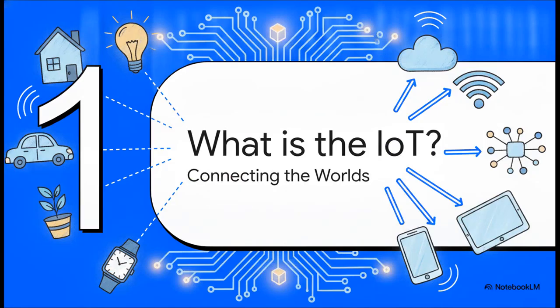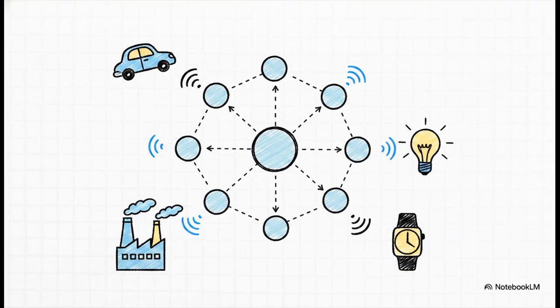Starting with part 1, what is the IoT? Connecting the physical and digital worlds. For a really long time, the internet was basically just a tool for people and media, right? Websites, emails, cat videos. But the Internet of Things, it's a massive extension of that existing internet. It's the networking of everyday physical objects that are embedded with electronics, allowing them to sense and communicate.